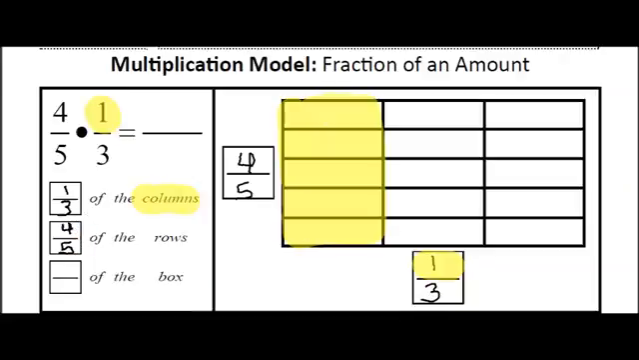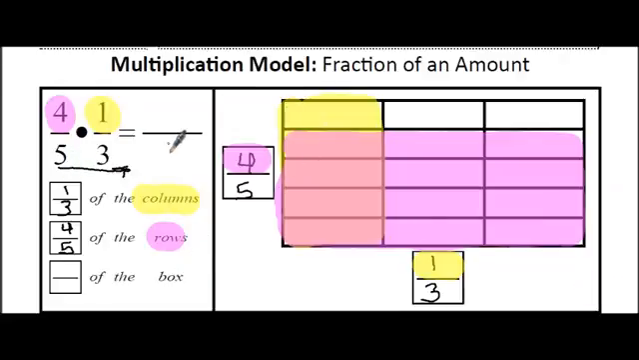So I could kind of show 4/5 of the entire box by coloring in 4 out of the 5 rows. So the 4, the numerator here, is showing me that I'm taking 4 out of the 5 rows. Now, the part that's pink and yellow is kind of showing 4/5 of the yellow 1/3, or you could show 1/3 of the 4/5. One of those 3 pink pieces would be 1/3 of the 4/5.